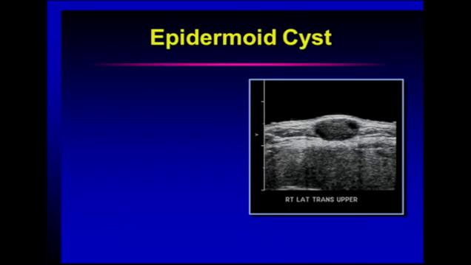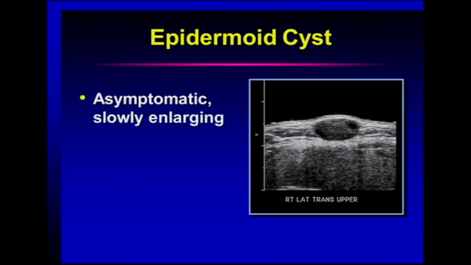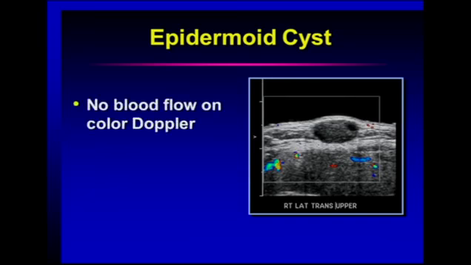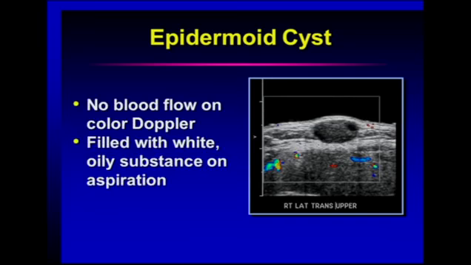Another type of mass that can present in the neck is an epidermoid cyst. They're asymptomatic, slowly enlarging, and can range from just a few millimeters to up to 5 centimeters in size. They have multiple internal echoes. Importantly, they have no internal blood flow on color Doppler imaging because they're filled with an oily substance without blood flow within it. Sometimes they can have an extension to the skin surface.